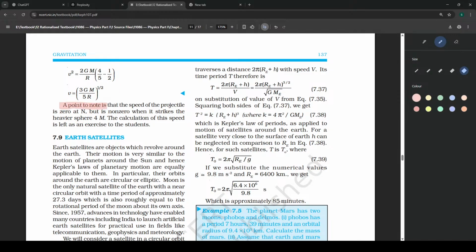A point to note is that the speed of the projectile is 0 at N, but it's non-zero when it strikes the heavier sphere 4m. The calculation of the speed is left as an exercise to the students.